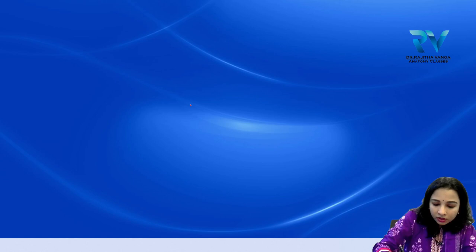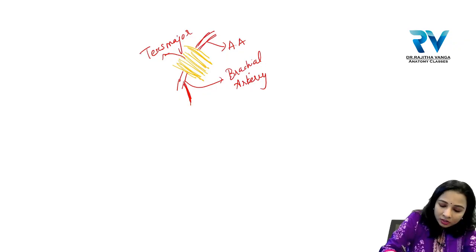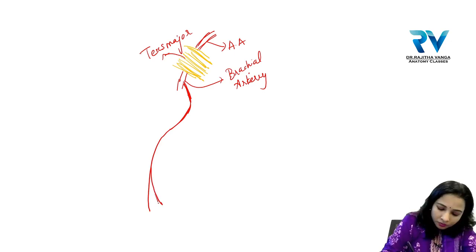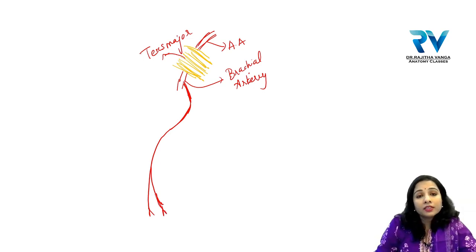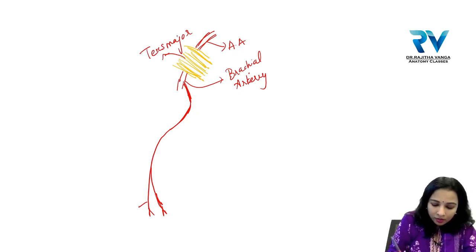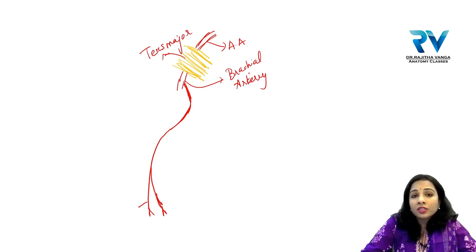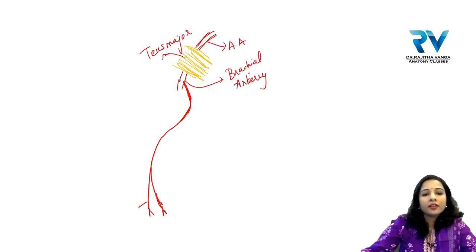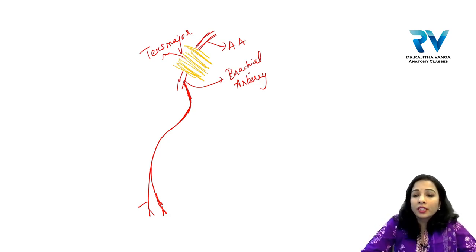The profunda brachial artery continues with the radial nerve, runs spirally on the posterior aspect along with the radial nerve, and terminally it divides into the anterior descending branch and the posterior descending branch. The anterior descending branch is otherwise called the radial collateral artery, whereas the posterior descending branch is otherwise called the middle collateral artery.